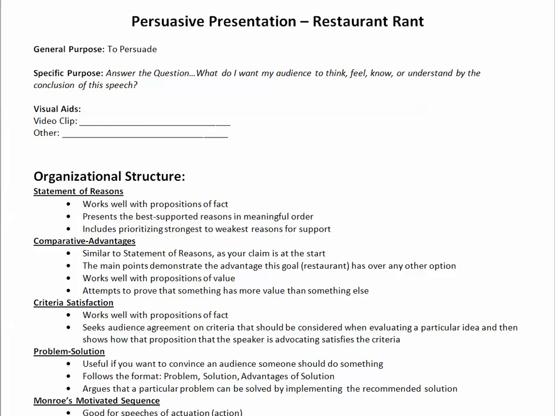At any rate, your general purpose for this upcoming presentation is simply to persuade. Your specific purpose answers the question, what do I want my audience to think, feel, know, or understand by the conclusion of this speech? At a very basic level, there's three parts of this that I could say: R, A, C, and E. So if I was to use this acronym RACE to describe what you might use as your specific purpose now, the R stands for reinforce.